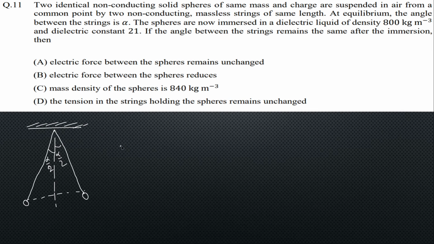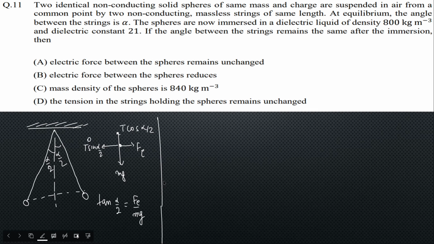So this is T cos alpha by 2, and this is T sin alpha by 2, and this is mg, and this is Fe. From here we have a very common result: tan alpha by 2 is Fe by mg.